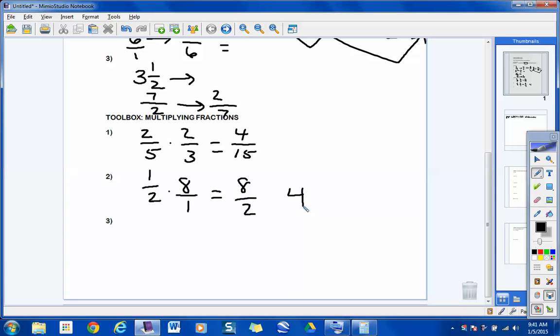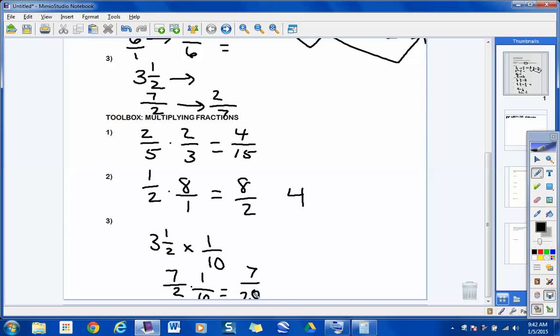Yes, no, yes? What if I had like the 3 1/2 times maybe, I don't know, 1/10? What's problematic there in that? Can't multiply fractions together if one of them isn't a fraction. How do you make it improper there, Brianna? 3 times 2 plus 1. Yep, so what's this going to be on the left side? 7 over, not 1, but 2. 7 over 2 times 1 over 10. Very good. Now can I multiply stuff out? What do you have on the top? 7 and 1. Its product is? 7 over 20.